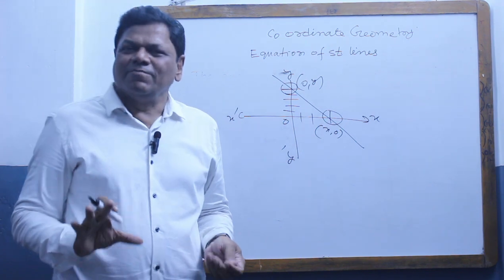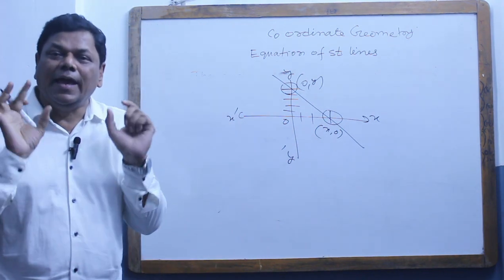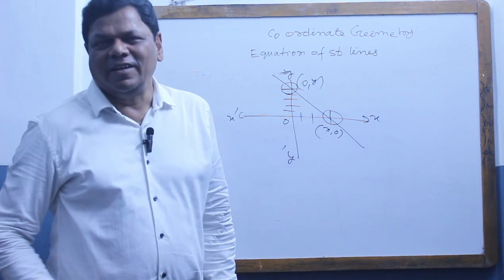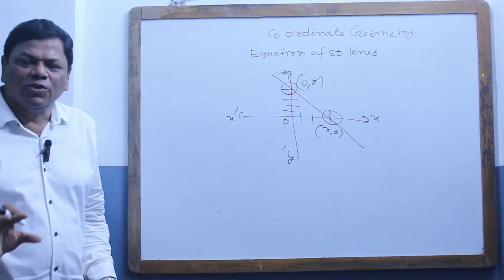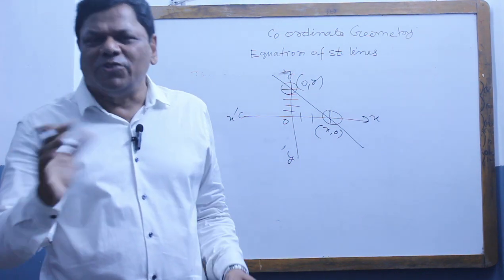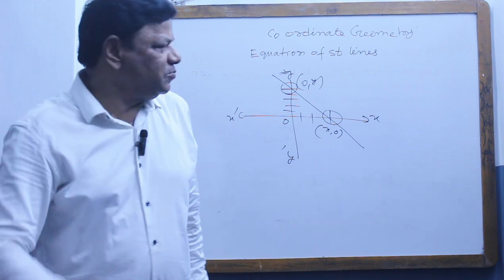Slope, understand? The slope is denoted by m. m means tan theta, where theta is the angle. That angle is given in the book. Maybe 45, 60, 30, or 120 is given. How to find it for 120, I will explain to you.